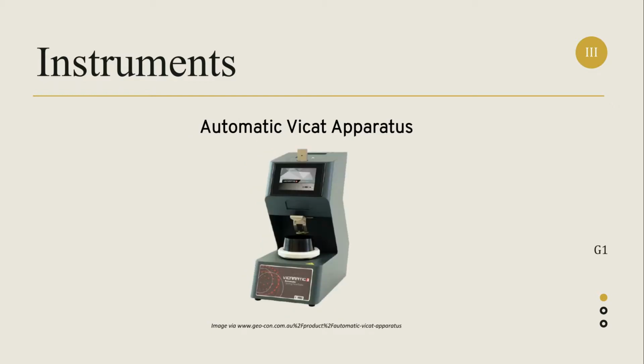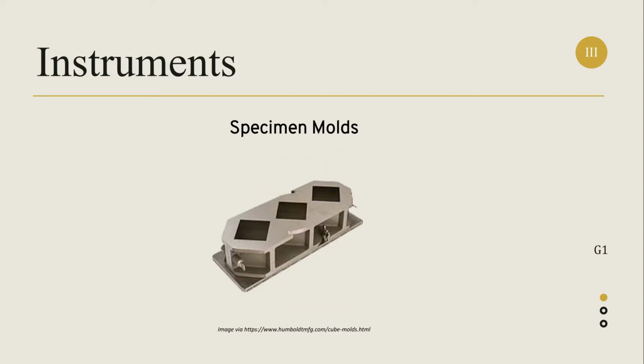Next is the automatic Vicat apparatus, which provides a completely automatic method for determining the initial and final setting time of cements or mortar pastes. The apparatus shall be equipped essentially with a standard Vicat needle. The needle shall have 1.0 ± 0.05 mm diameter and a length of at least 50 mm. And lastly is the specimen mold for method B. It is where the cement paste is held in a conical ring.